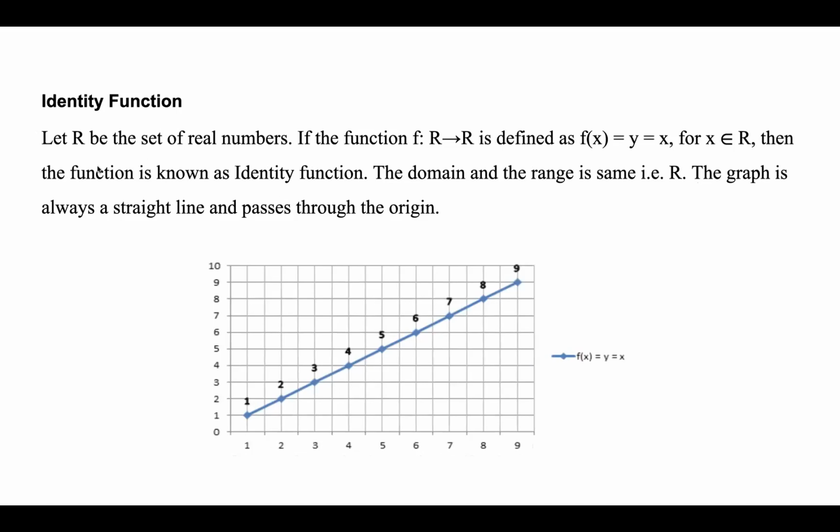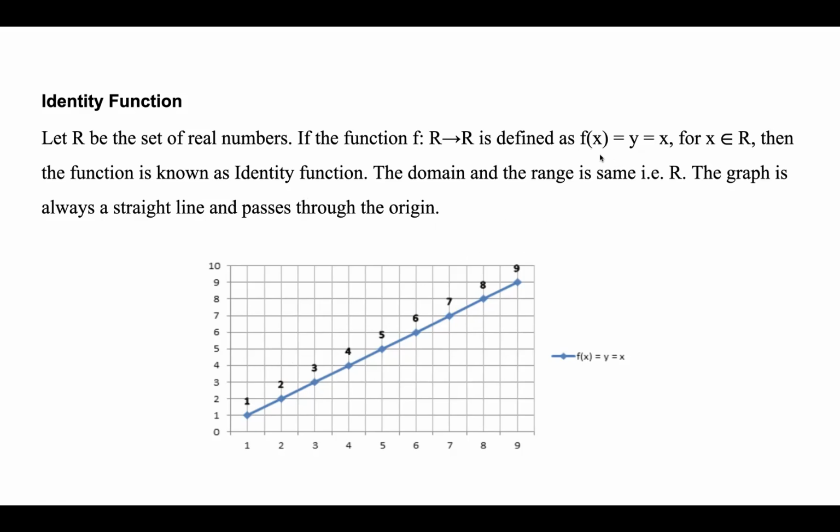Next is the identity function. What is identity function? Let R be the set of real numbers. If the function f from R to R is defined as f of x is equal to y is equal to x, for x belongs to R, then the function is known as identity function. For identity function, x and y values are the same. Means for x equal to 1, y is also 1. For x equal to 2, y is also 2. 3, 3, 4, 4, 5, 5, 6, 6. Here we can see, the function is known as identity function because x is the same as y.